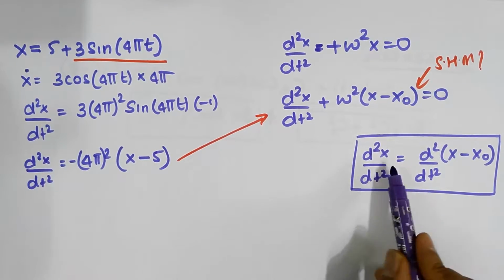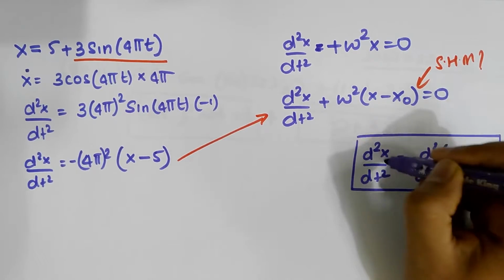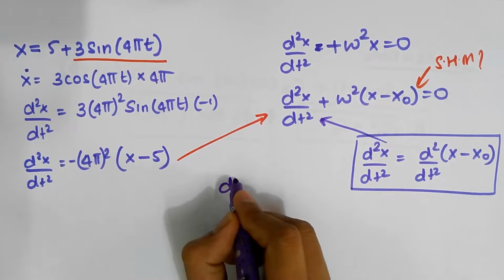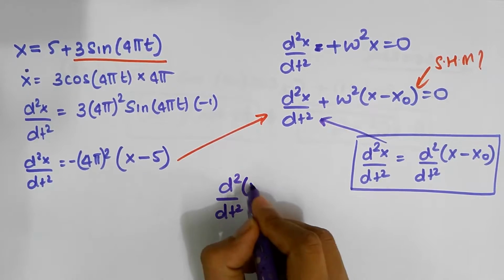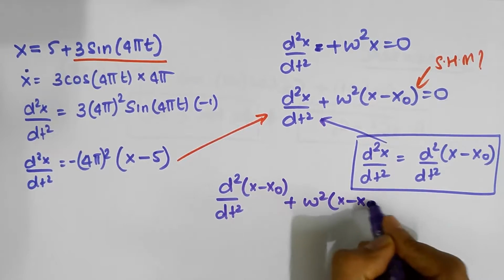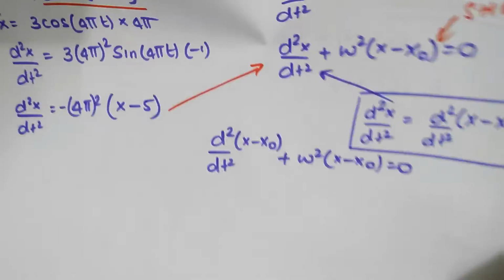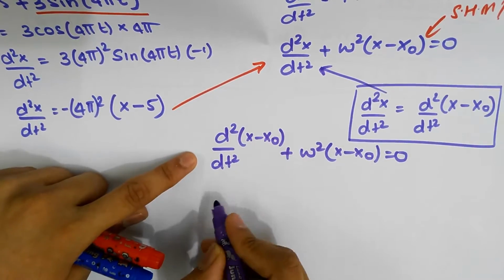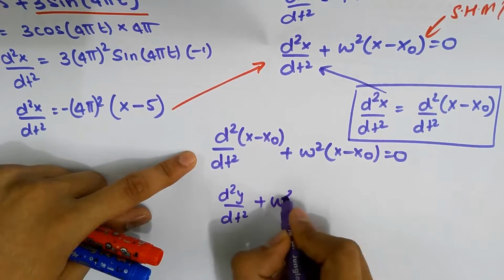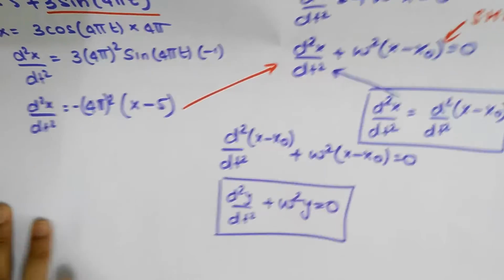Correct? So since differentiation of x is the same as differentiation of x minus x naught, it's just a mathematical thing, we could substitute this over here, and we could now say that this function represents d squared by dt squared of x minus x naught plus omega square of x minus x naught equal to 0. And let's call x minus x naught as something. Let's call it y, whatever you want. So now we can say d squared y by dt squared plus omega square y equal to 0. And tada, look at that, that's an SHM. So this can be written in the same form.